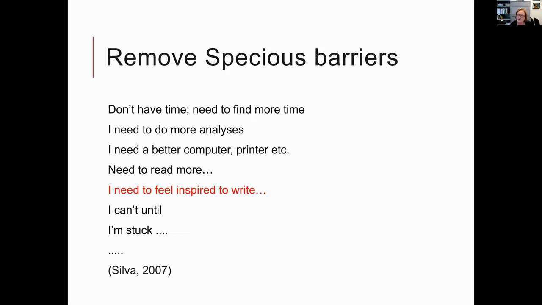I need a better computer. Oh, my printer isn't working. I need to read more. I need to read more about some of the seminal articles before I can write my article. I need to feel inspired to write. I can't until I'm stuck. Some of you probably heard those. Some of you have probably said those. And Silva says that those are specious barriers that you need to overcome.